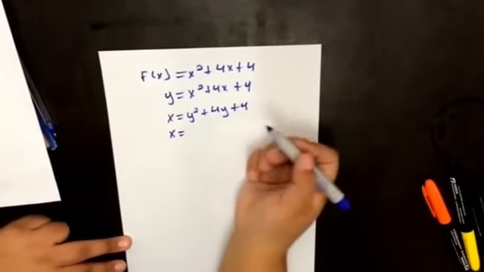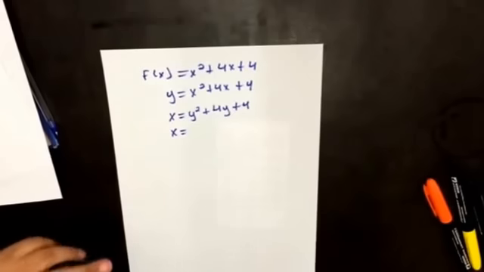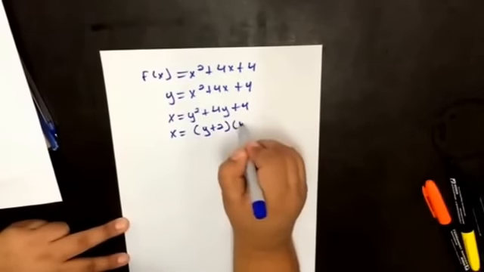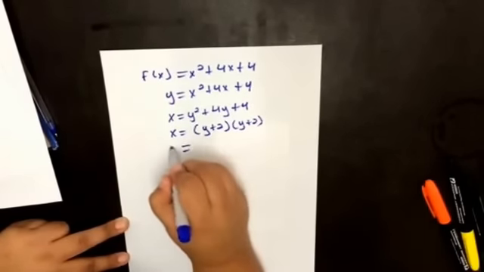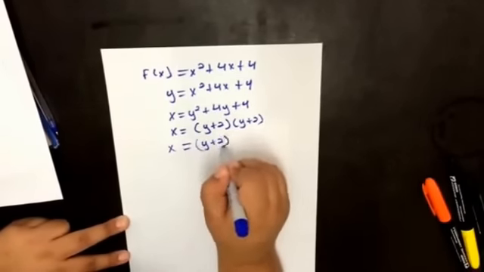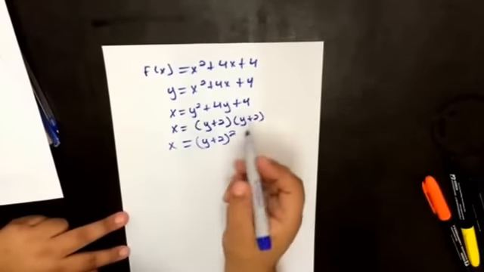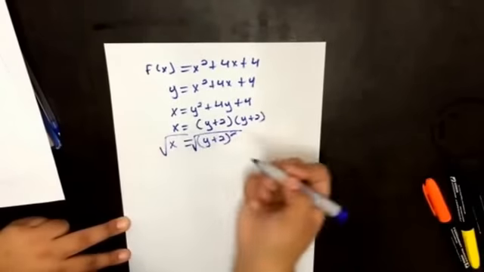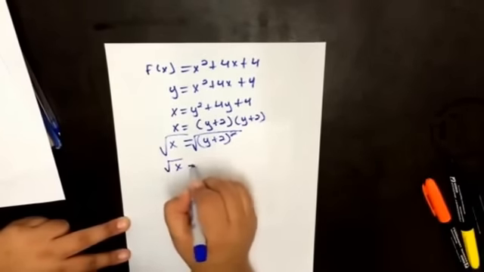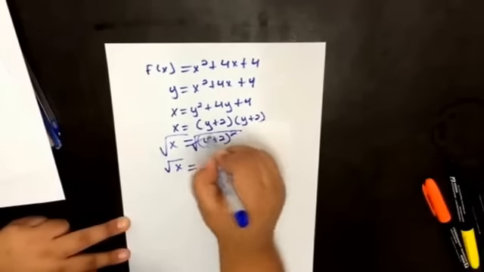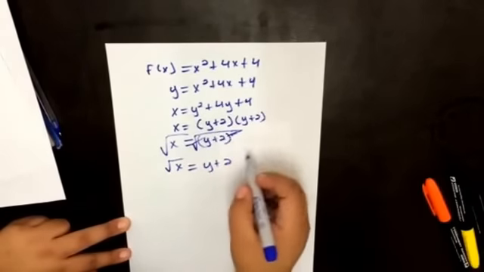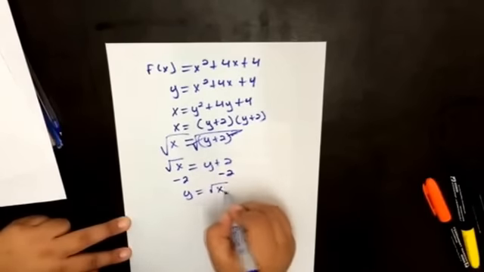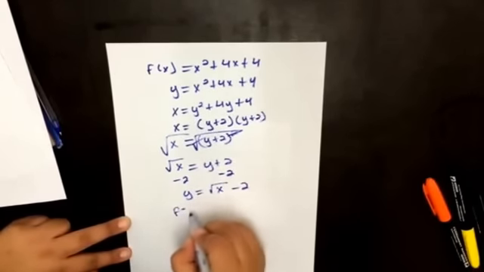We can rewrite y squared plus 4y plus 4 as y plus 2 times y plus 2, which is the same thing as y plus 2 squared. To get rid of the square, let's take the square root of both sides. So then now we have the square root of x equals y plus 2. So then to solve for y, we subtract 2 from both sides. So then y equals the square root of x minus 2. And that would be our inverse function.